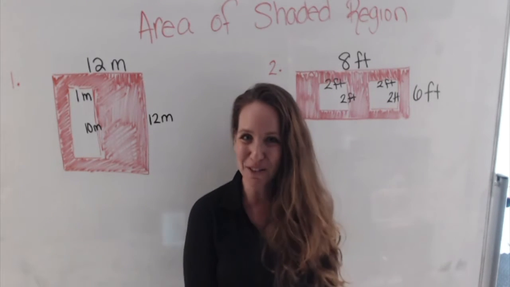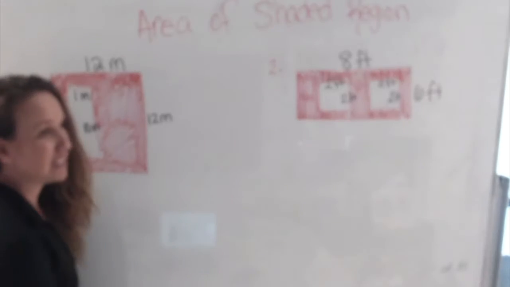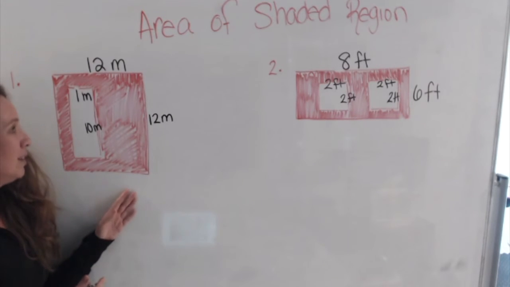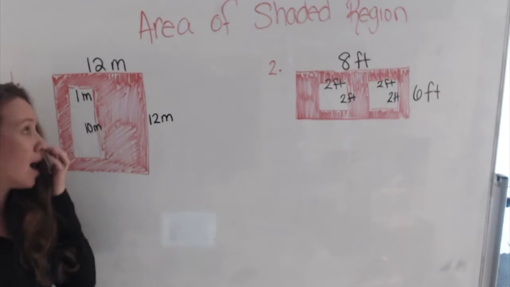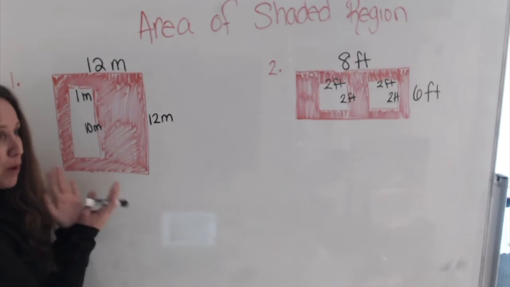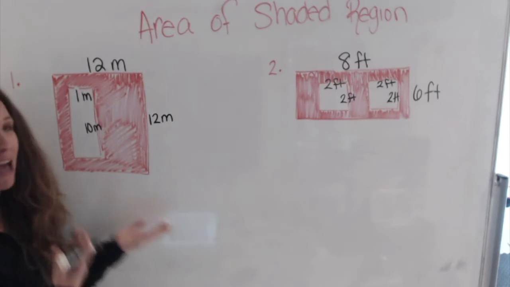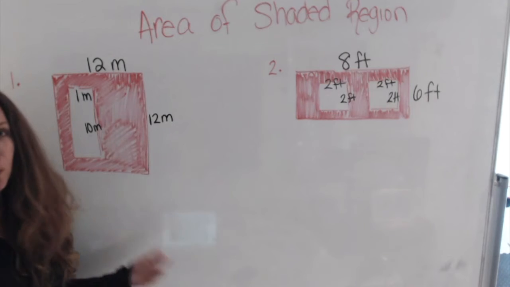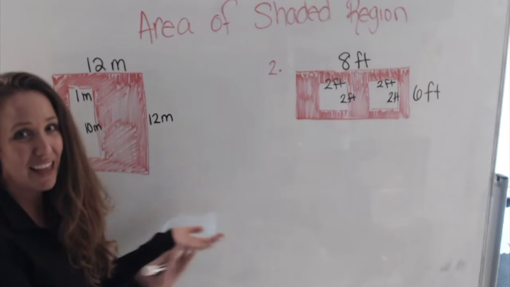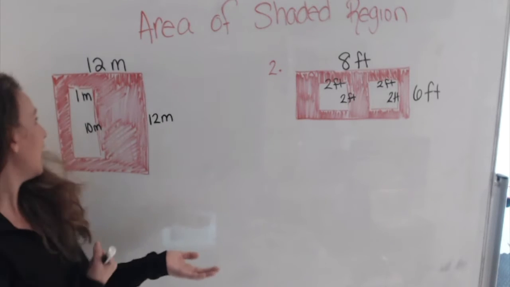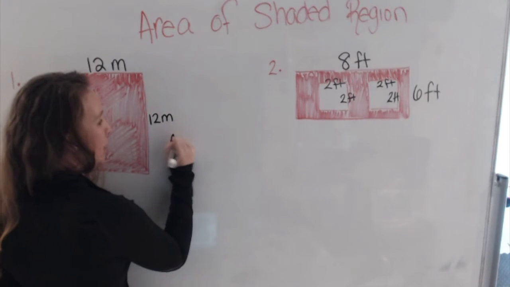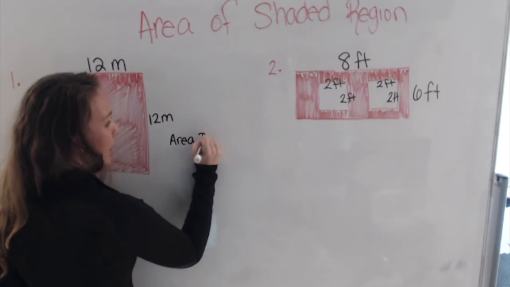So let's start with the first one. Now, if you notice here, I'm asking you for the area of the shaded region. Well, this kind of looks like I cut something out of a box, doesn't it? Or cut something out of a square. So I have a big rectangle with something cut out of it. So what I'm going to do is find the area of my big rectangle and then take out what I cut out, the area of this smaller rectangle on the inside. So let's find the area of the big rectangle.